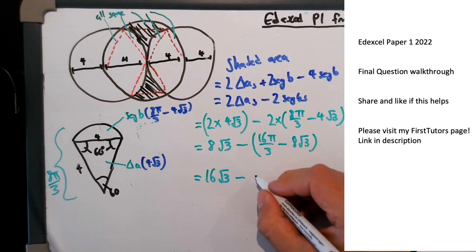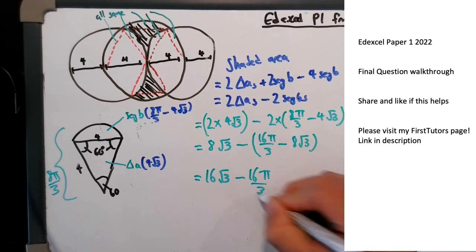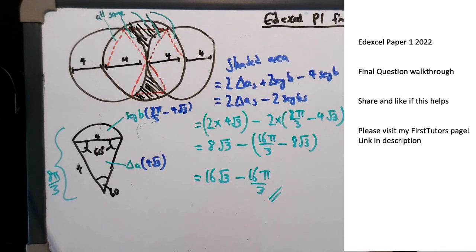minus 16 pi over 3. And because it's a non-calculator exam, this is as simple as it can get. This is your final answer, right here. So yeah, hopefully that helps clear everything up.